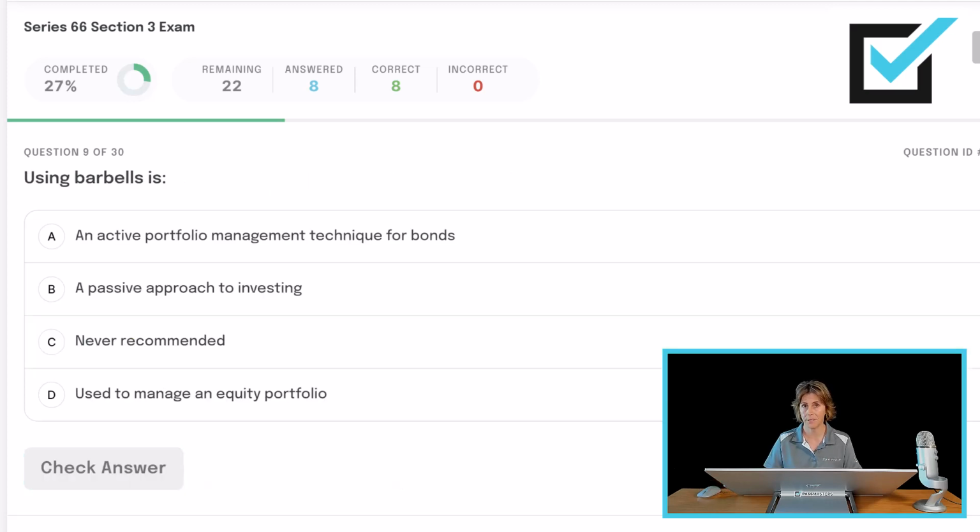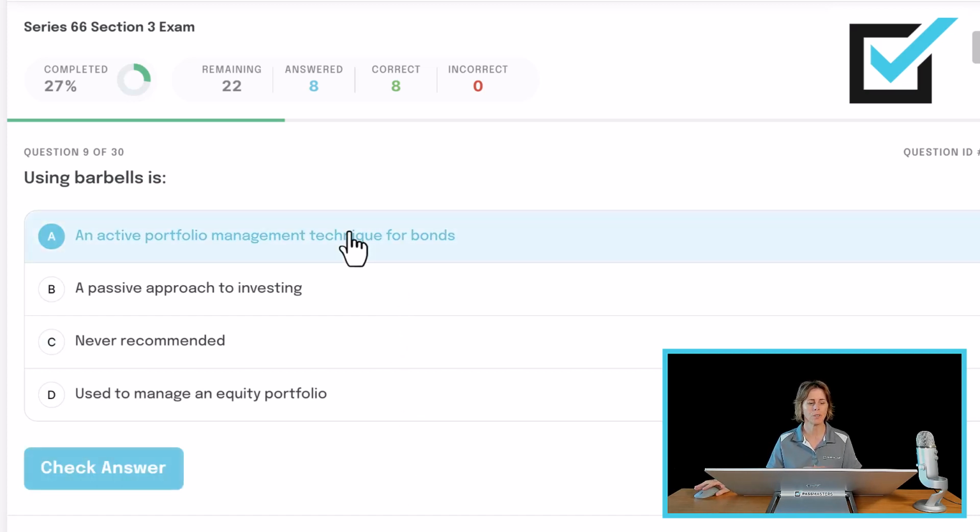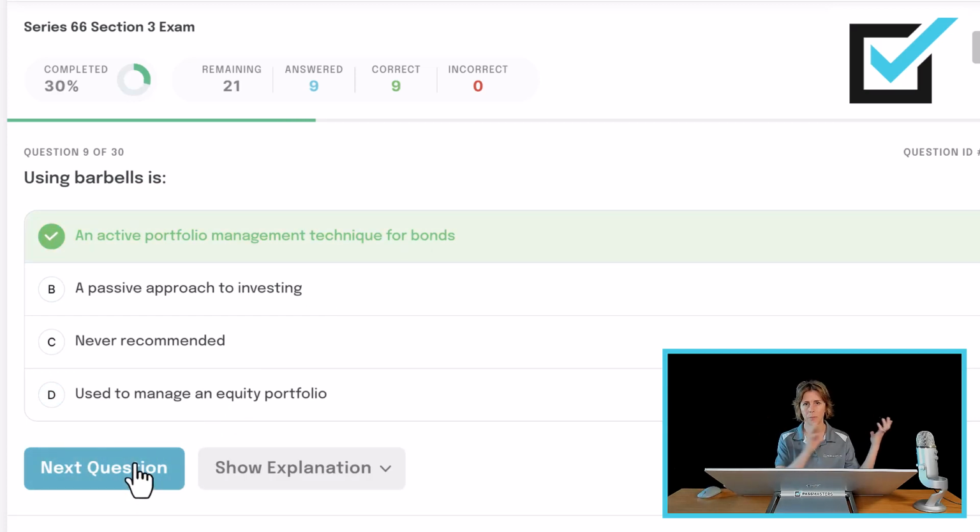Using barbells is an active portfolio management technique for bonds. I like that. It's not passive. That's what it is, barbells. When you are using barbells, you have bonds that mature in the short run on one side, bonds that mature in the long run on the other side, right? We're lifting the barbell. And then when the long-term bonds get towards the middle, the barbell is really awkward now, right? You sell those bonds and you buy more long-term bonds. So it's an active portfolio management strategy for bonds.